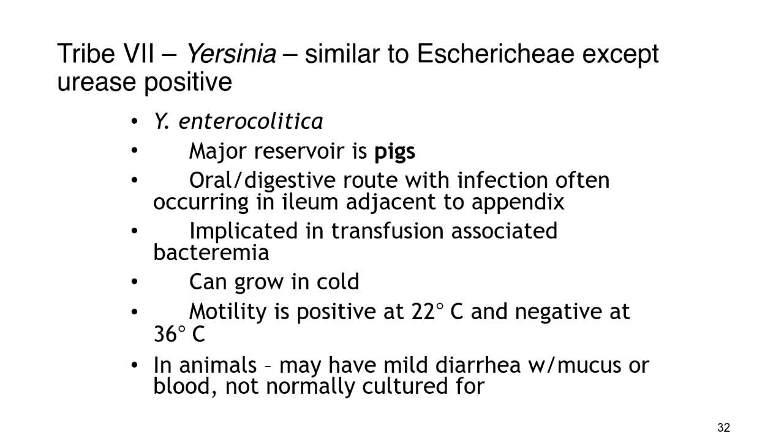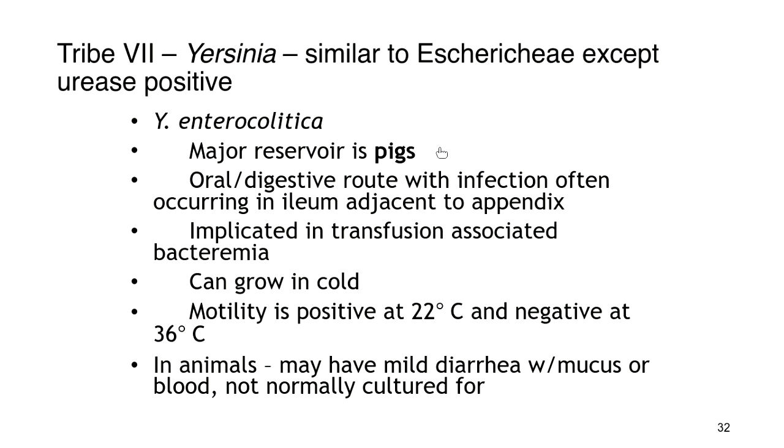Tribe 7, Yersinia. Now you probably were introduced to Yersinia in your disease course last term, zoonotic diseases. Again, this is similar to Escherichiae, except these are urease positive if you were able to do that test. Yersinia enterocolitica, the major reservoir is pigs. Again, that's bold. I would say Yersinia enterocolitica, remember pigs.